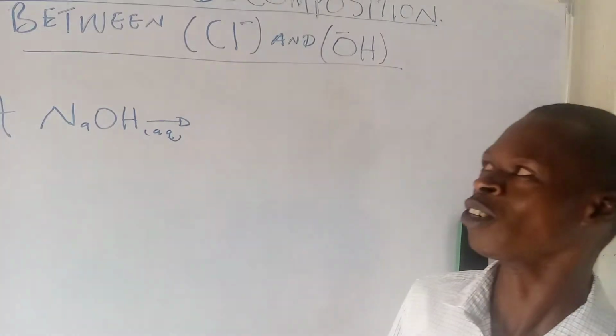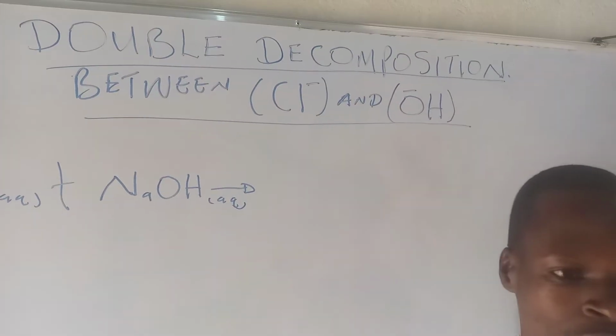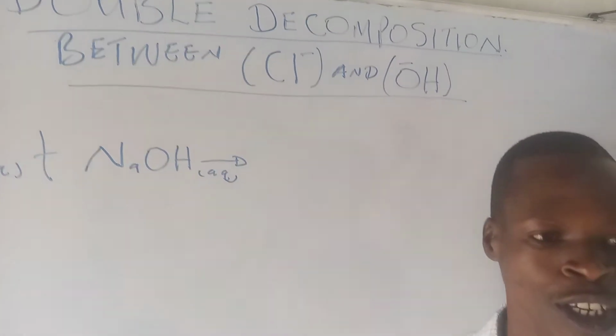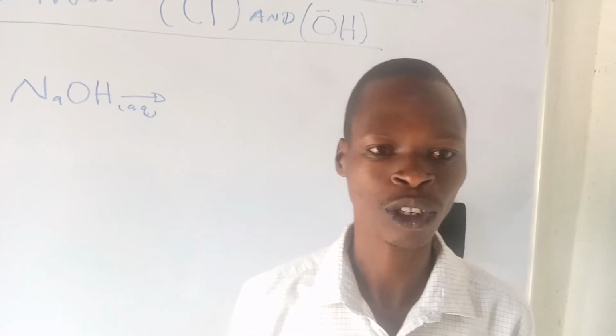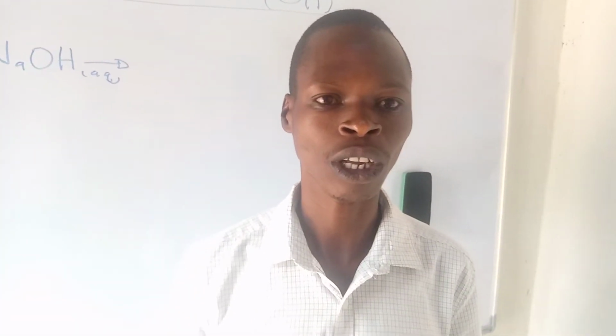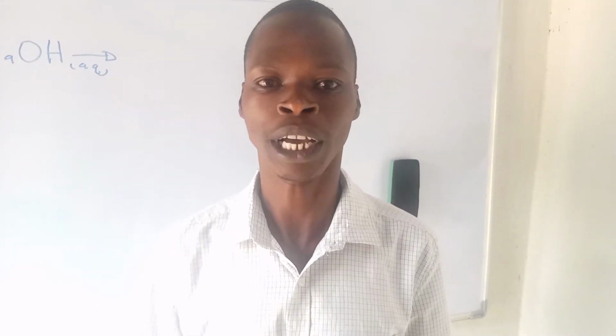Today we are going to talk about double decompositions. That is, the reactions between two soluble salts to produce one which is insoluble and one which is soluble. The one which is insoluble is the one which is required to be prepared, and that is what we are going to see.